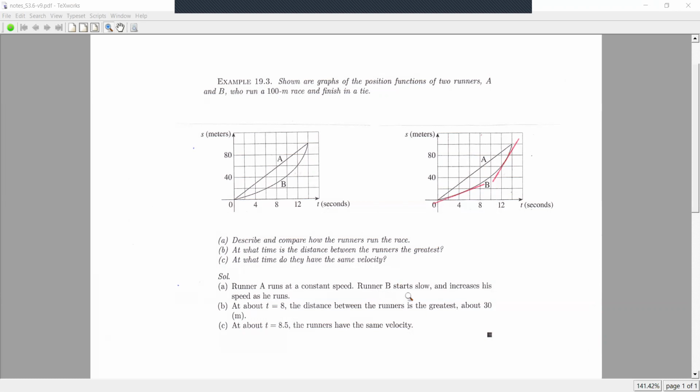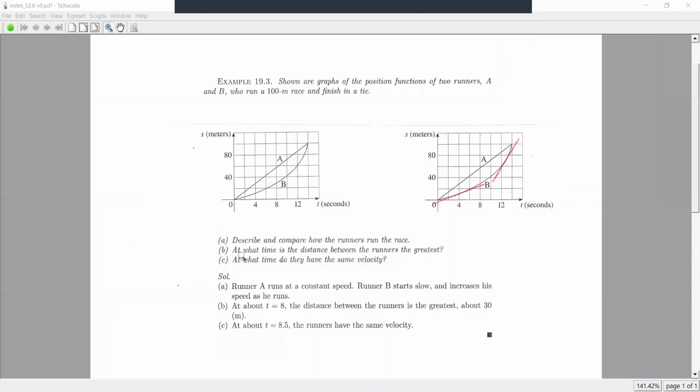Runner B starts slow and increases his speed as he runs. This curve is the graph of the position function for runner B. At the beginning, this curve has small slope, but the slope is increasing as time is increasing.